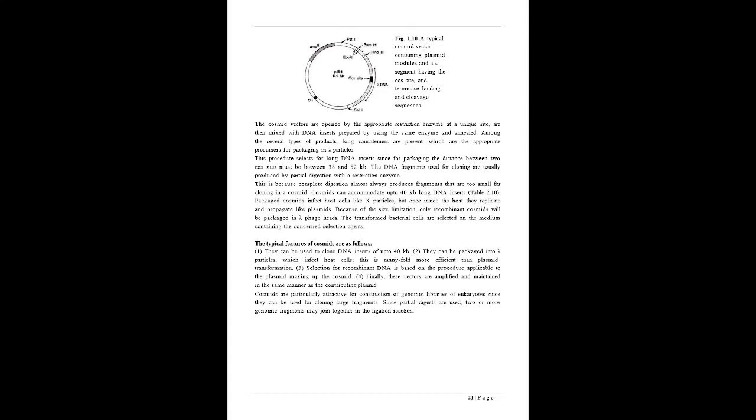They are high efficiency because they infect host cells via phage particles. Their delivery of DNA is significantly more efficient than standard plasmid transformation. And once inside a bacterial host, cosmids behave like plasmids. So they circularize and replicate independently using their own origin of replication.